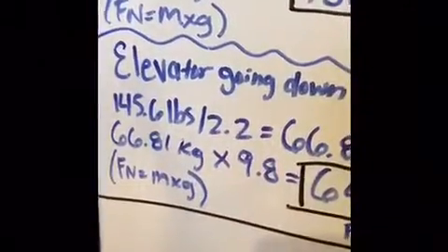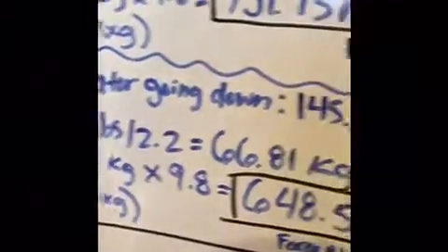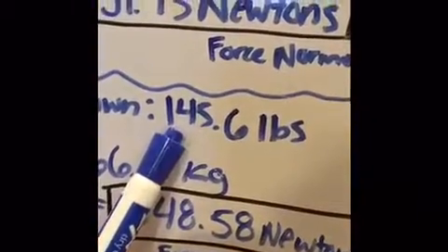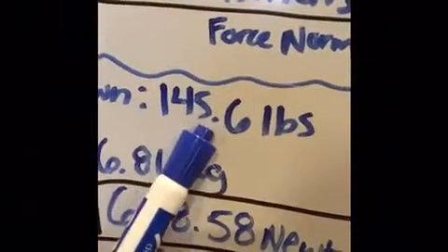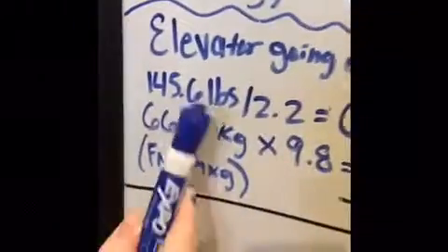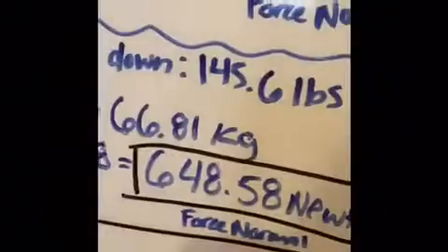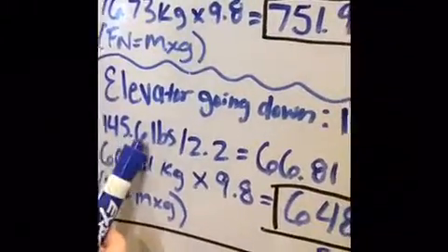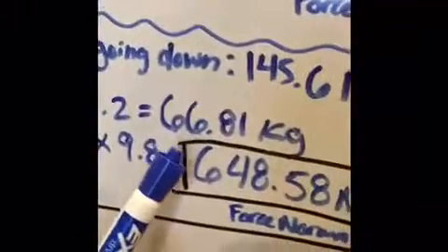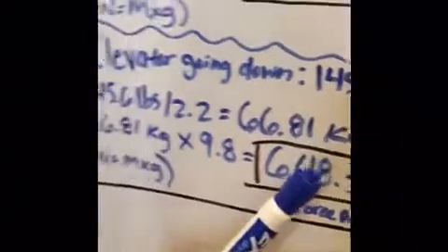Next is our calculations for the elevator going down. We started with the least amount of pounds on the video, which was 145.6 pounds. We converted it from pounds to kilograms, so we divided 145.6 by 2.2 and got 66.81 kilograms.